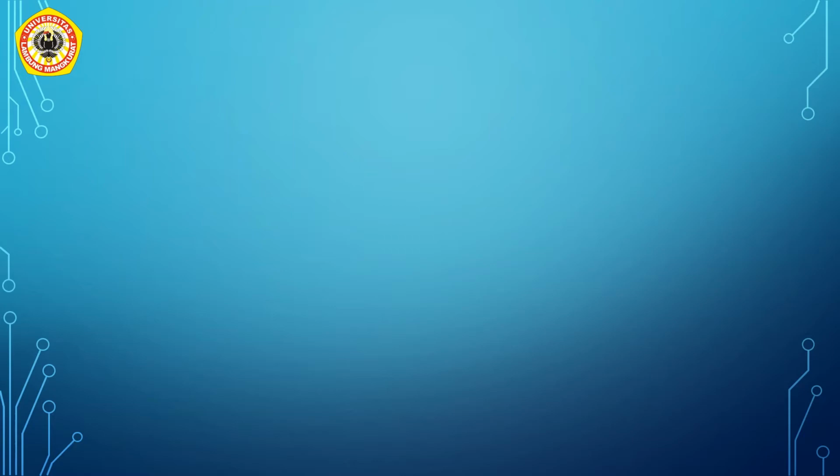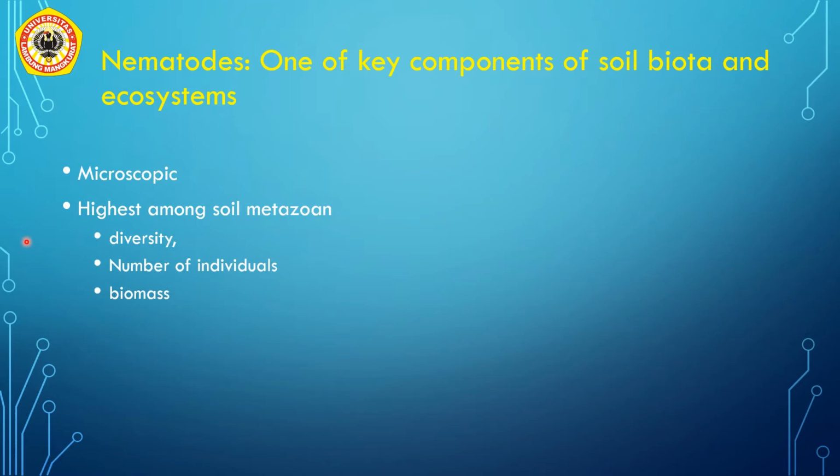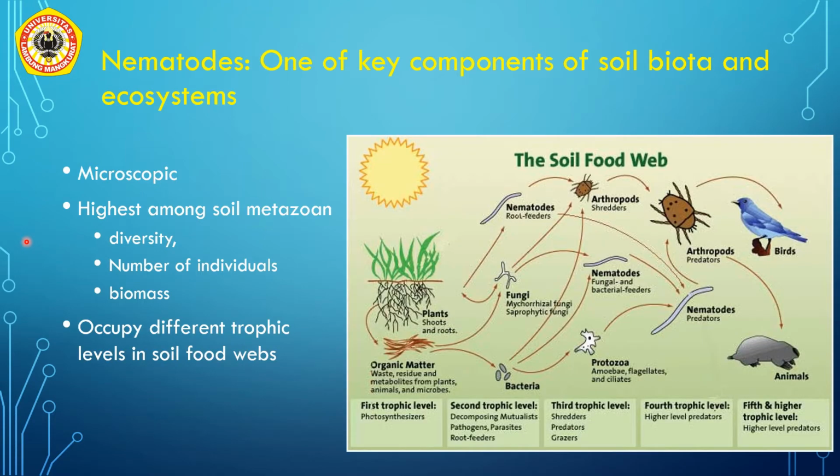For those of you who are not familiar with soil nematodes, I can briefly say that nematodes are microscopic worms that are one of the key components of soil biota in soil ecosystems. They have the highest diversity, the highest number of individuals, and also the highest biomass amount among soil animals or soil metazoans. And ecologically, they occupy different trophic levels in soil food webs.